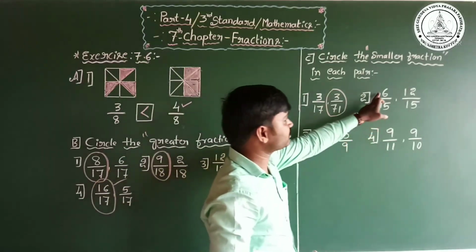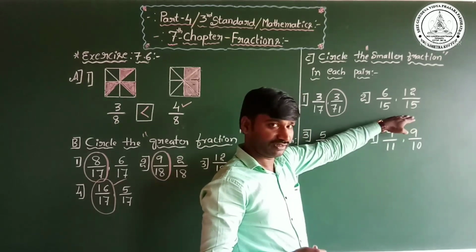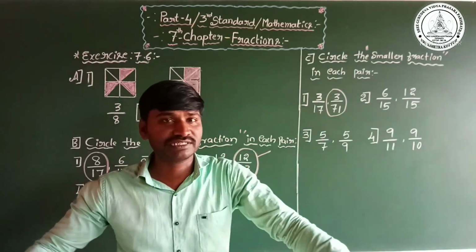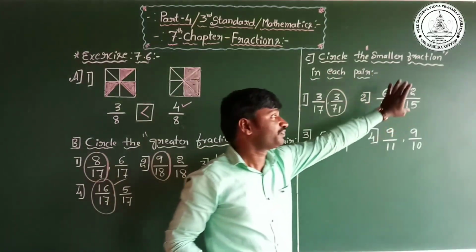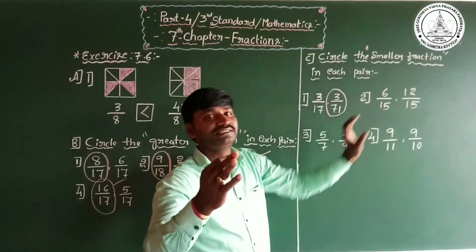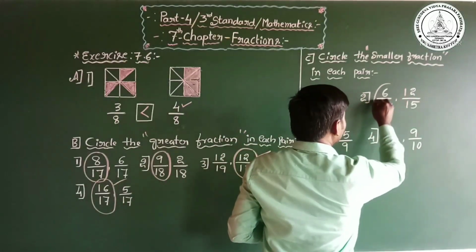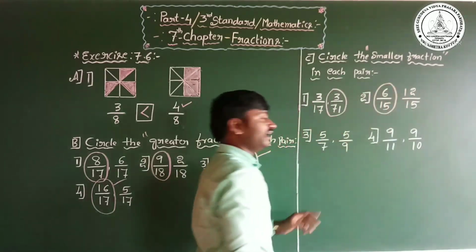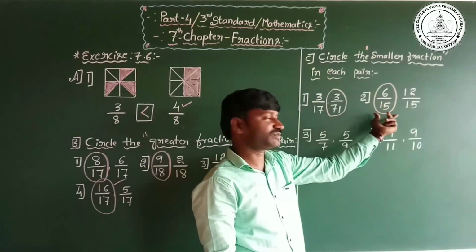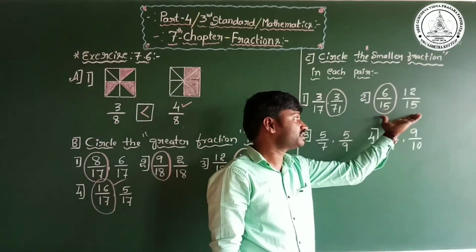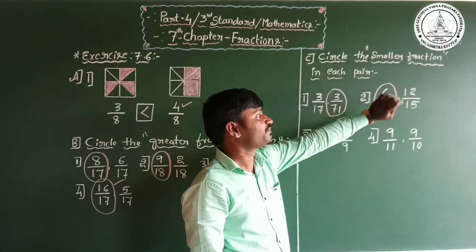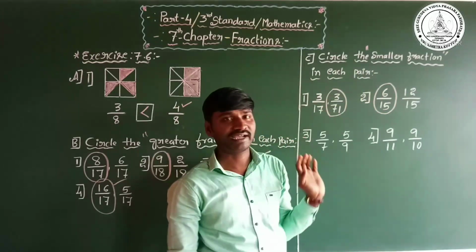Okay. The next, 6 by 12 and 12 by 15. Yes, the denominators are the same. When the denominators are the same in the given fractions, which fraction is smaller? Sorry, the smaller the numerator, the smaller the fraction. The greater the numerator, the greater the fraction. The smaller the numerator, the smaller the fraction. When the denominators are the same, the fraction with the smaller numerator is the smaller fraction.